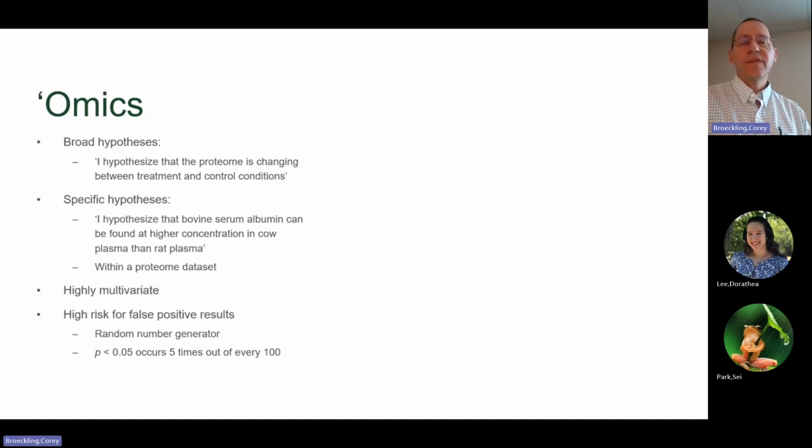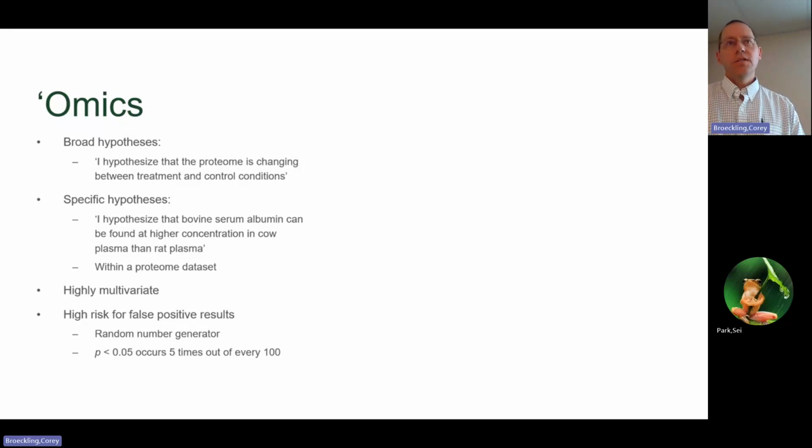Oftentimes, you also come with specific hypotheses. I hypothesize that bovine serum albumin can be found at higher concentration in cow plasma than rat plasma. Very intuitive hypothesis, but that's something that you can test through statistical analysis. And that is something that you can test within a proteome study. So you can look at all of the proteome between your rat plasma and your cow plasma, and one of those proteins that you detect is going to be bovine serum albumin. That is one small hypothesis within your larger experimental design, testing that big hypothesis.